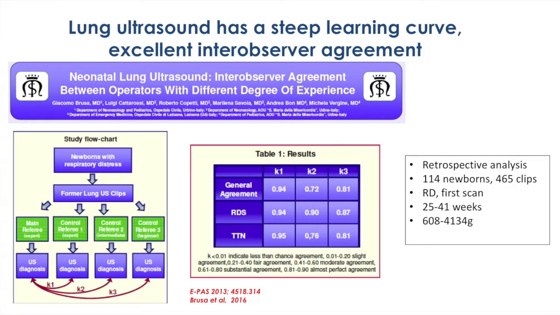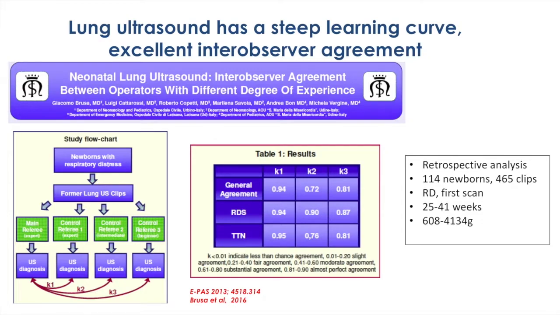We have learned from echocardiography that poor inter-observer agreement could be an important limitation in ultrasound interpretation. This has been studied as well. This is a retrospective analysis which included 114 newborns admitted to the neonatal unit for respiratory distress. Their gestational age was from 25 until 41 weeks and their birth weight from 608 until 4,134 grams. 465 clips were obtained and the final diagnosis was compared between 3 levels of expertise: experts, intermediate, and beginner.